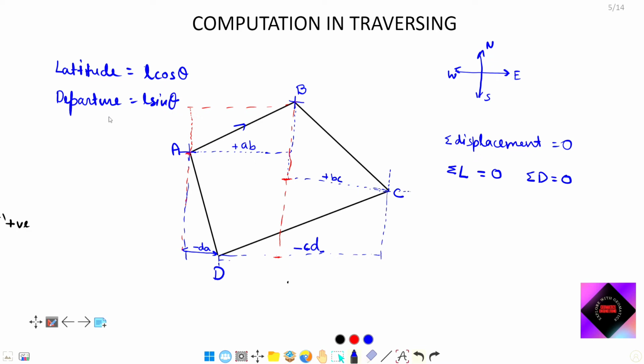If you are calculating for a closed traverse, and the summation of all lines' latitude comes to be 0 and the summation of all lines' departure comes to be 0, then we will say that your traversing is right, otherwise it is wrong. Okay, let's move further. This is about computation in traversing for latitude and departure.